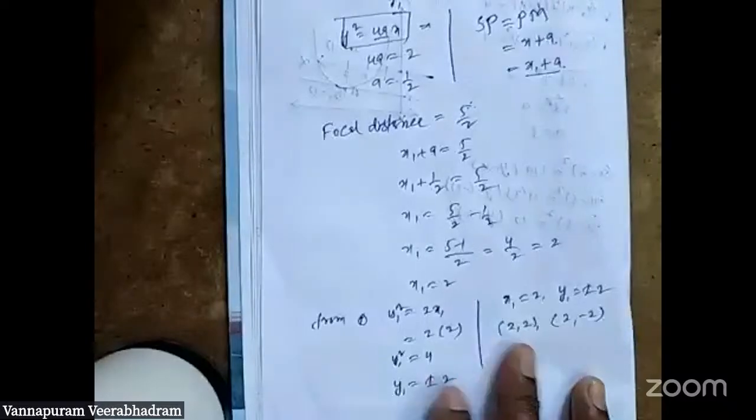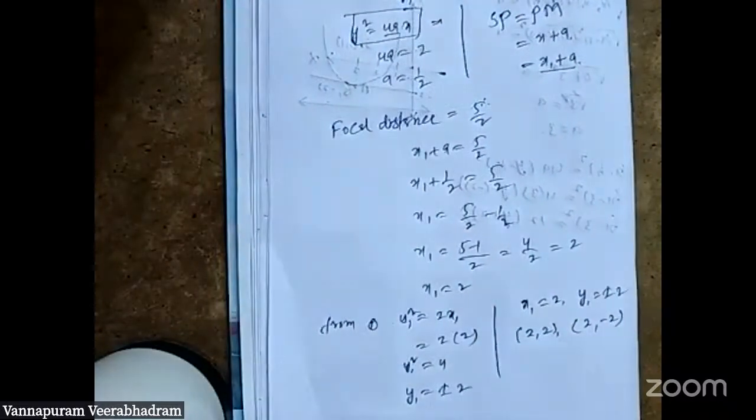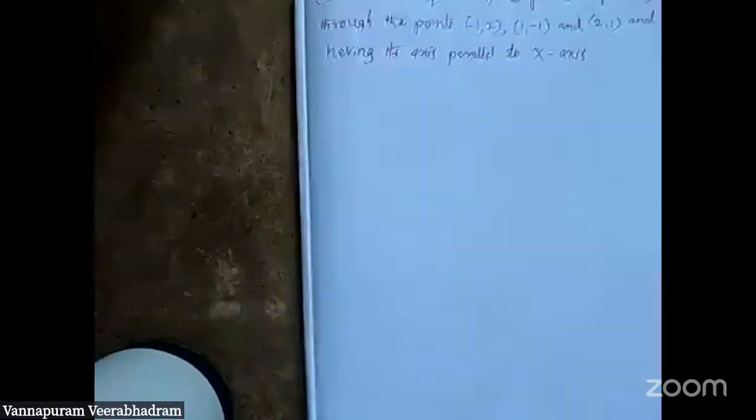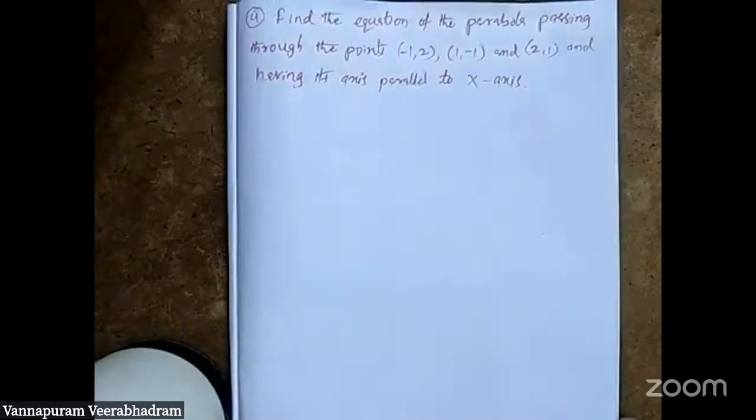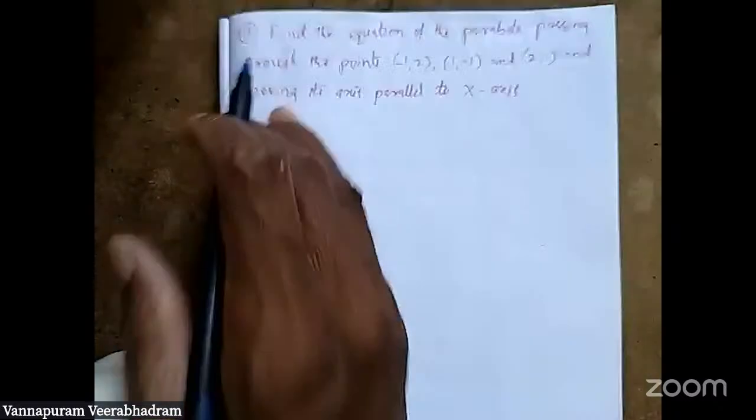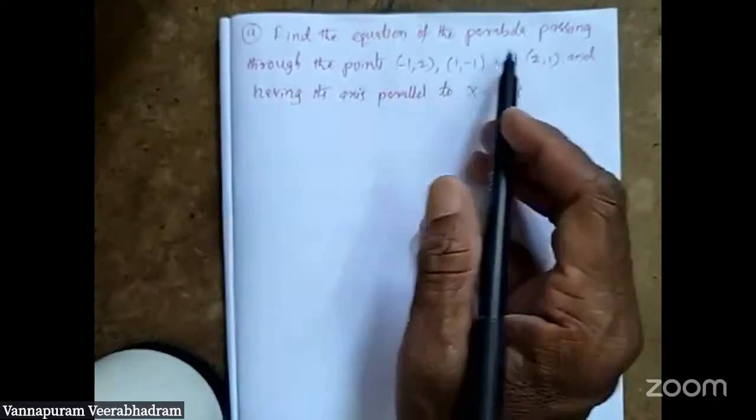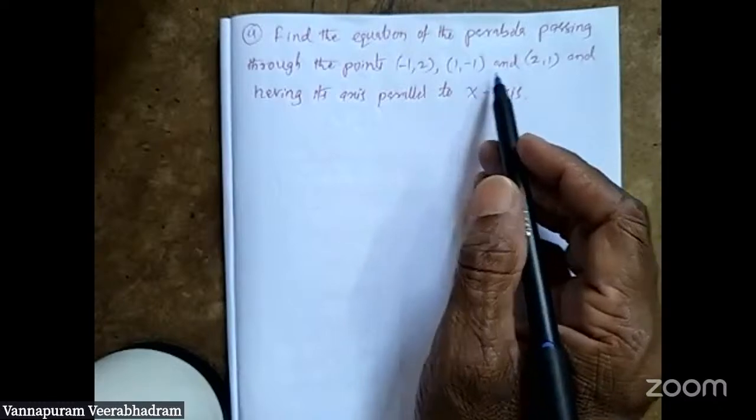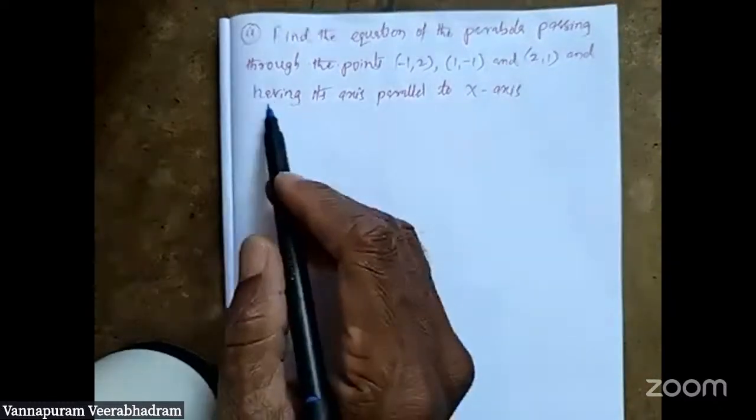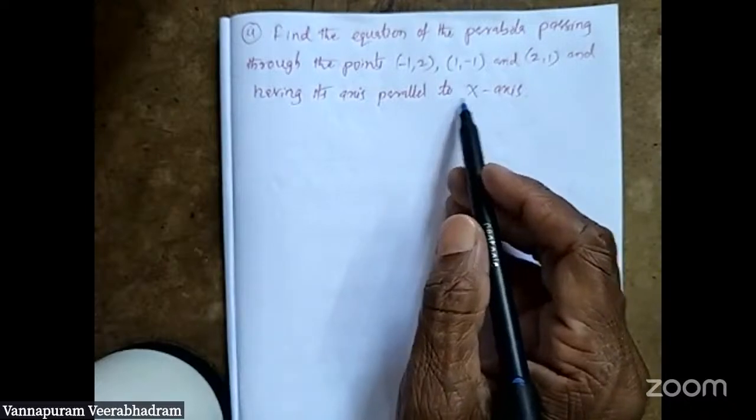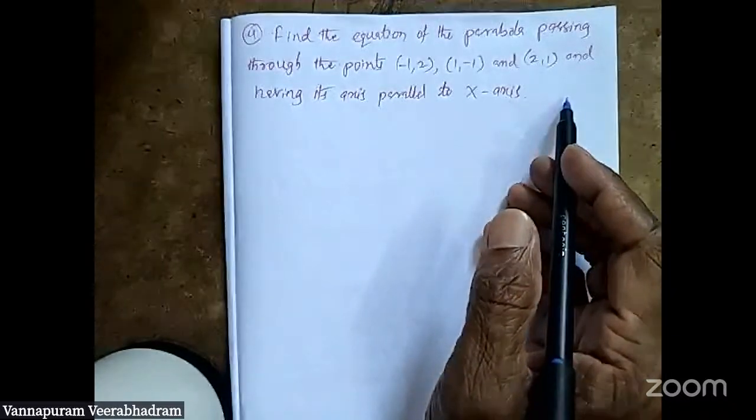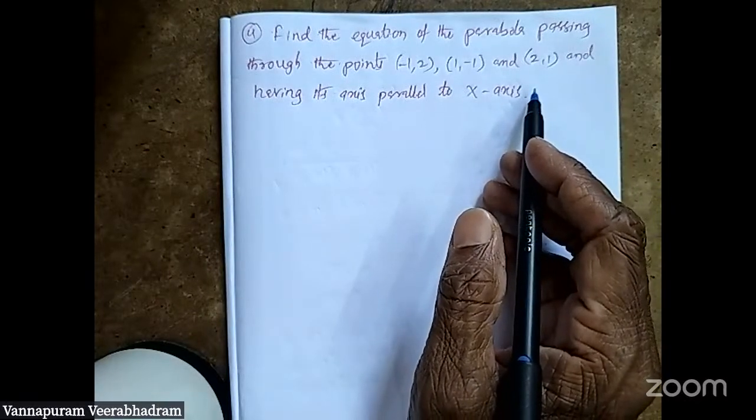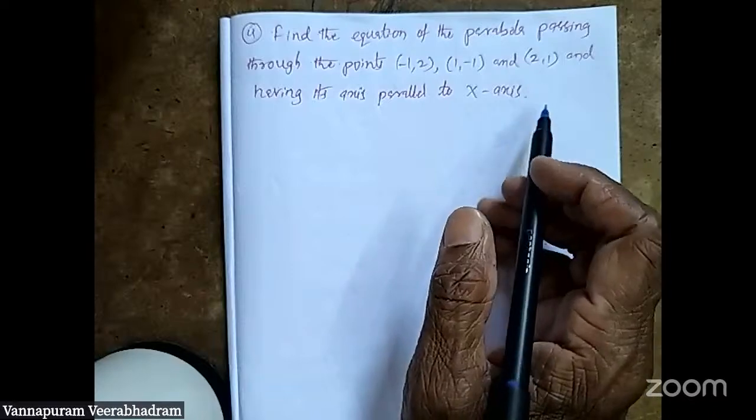So next we will do one more problem. Find the equation of the parabola passing through the points (minus 1, 2), (1, minus 1) and (2, 1) and having its axis parallel to x-axis. So before going to solve this problem, let us discuss some points.